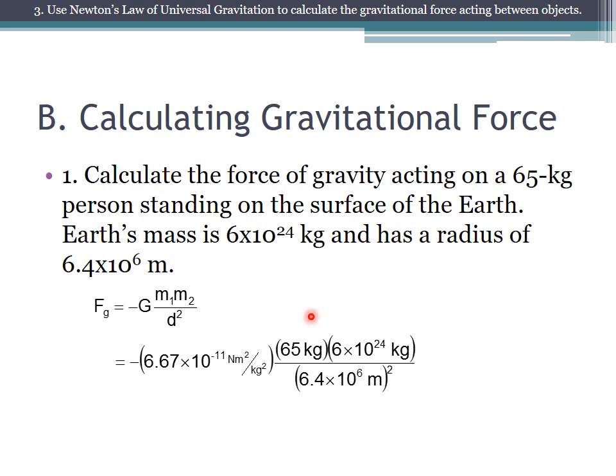And then we're going to divide by the square. Again, notice it's a square of the distance between them. And recall, this is why we needed the radius of the Earth. So this is that 6.4 times 10 to the 6 meters, because that's how far the person is from the center of the Earth. And then notice here, we're squaring that.